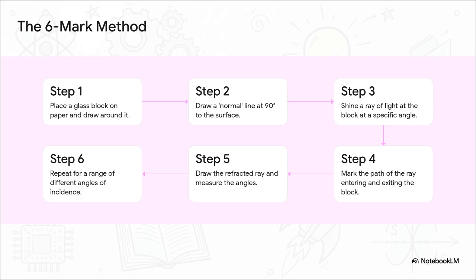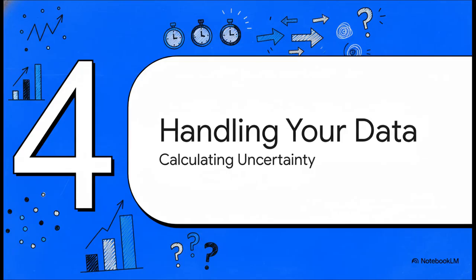And the crucial last step? You can't just do it once. You have to repeat the whole process for a bunch of different starting angles to get a full set of reliable results. Okay, awesome. We've got the method sorted. But what happens when you actually get the data, especially when you do repeat readings and they're not exactly the same? That's where this idea of uncertainty comes in.